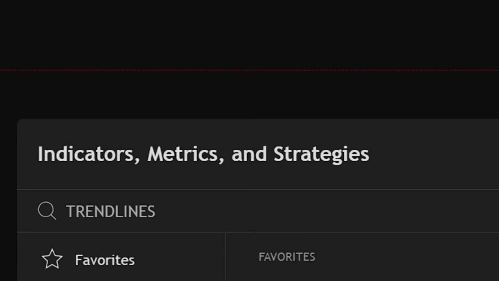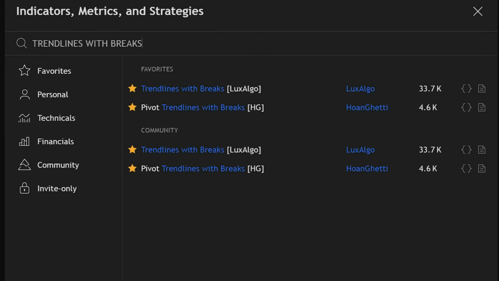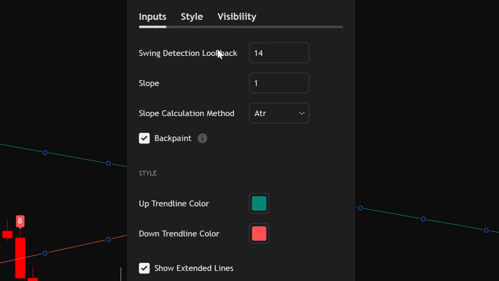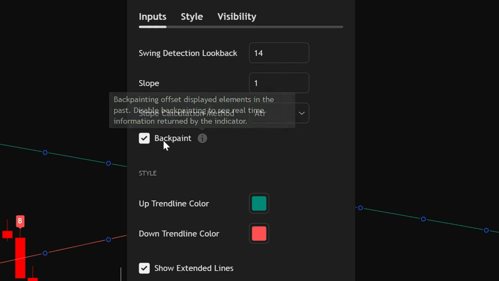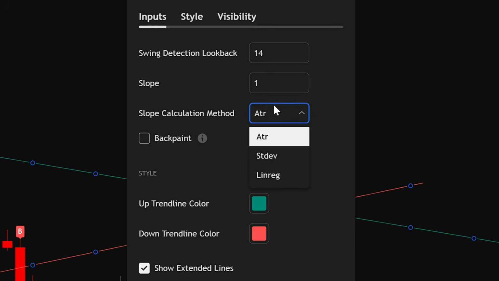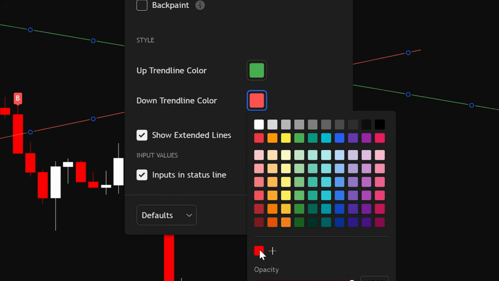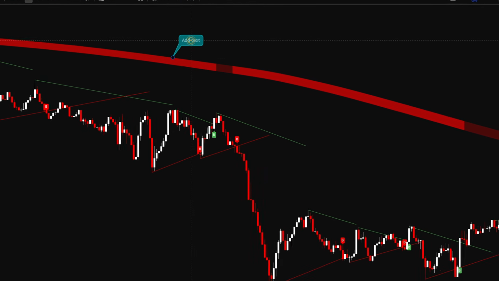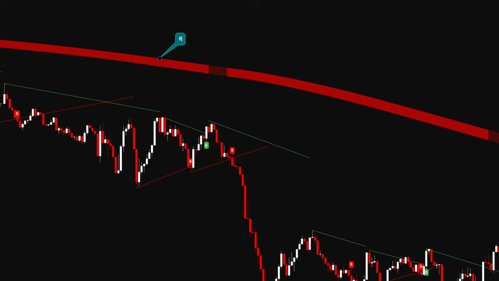Now let's add our main indicator, Trend Lines with Breaks by LuxAlgo. Search for it in TradingView and add it to your chart. Alright, now we've got everything to start spotting trades and managing risk. Here's how we trade. Look at this Bitcoin 5-minute chart. Trend is down. How do we know? Market bias is red. Price is below it. That tells us to look for sells, not buys.